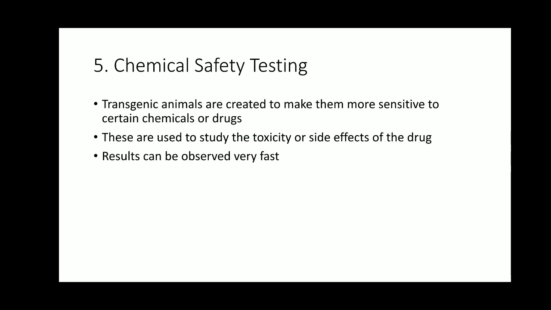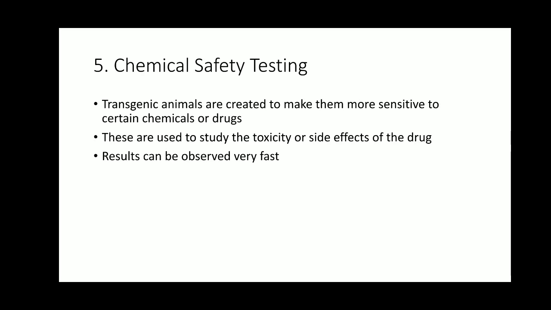Another example is chemical safety testing. The advantage of the transgenic animal is chemical safety testing. What do you mean by chemical safety testing? Like how the transgenic animal responds to a vaccine, similarly the chemical toxicity level for a particular chemical can also be studied in transgenic animals.